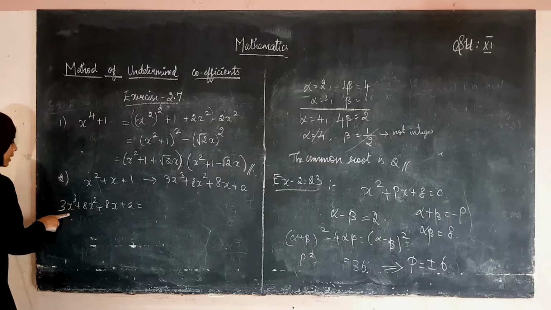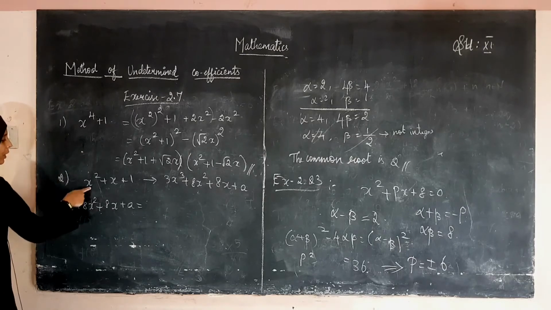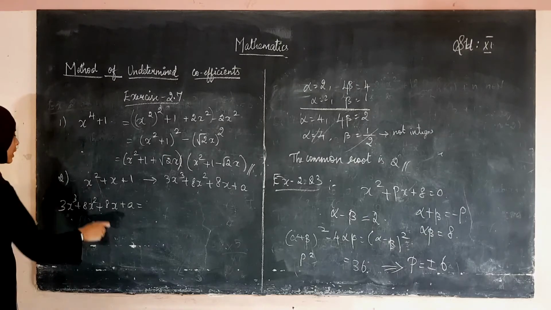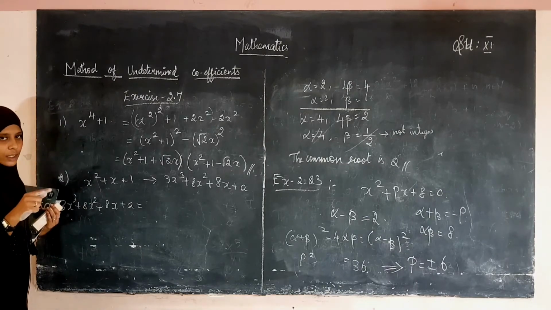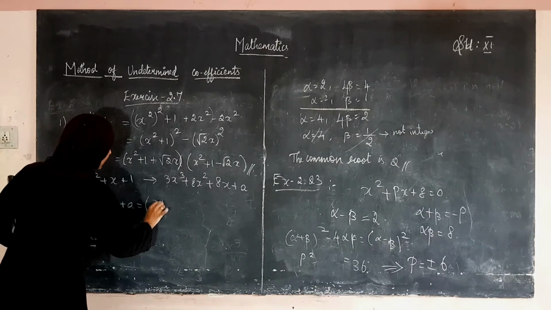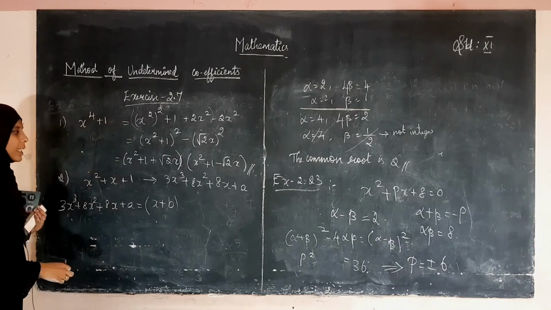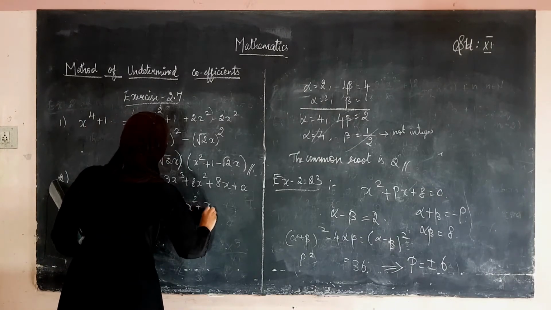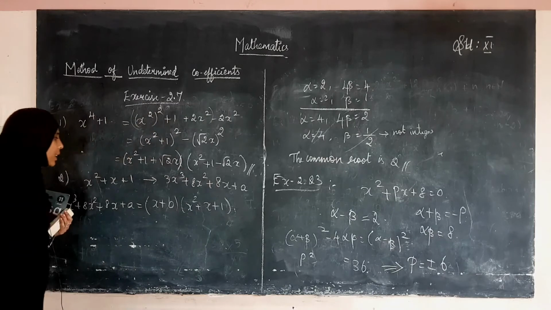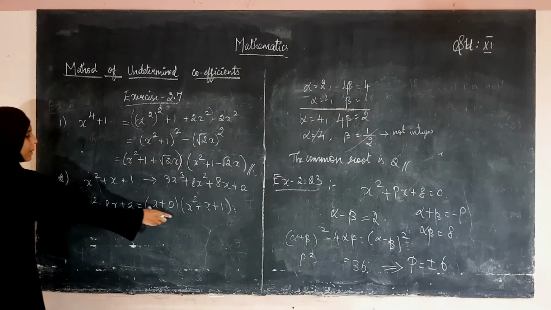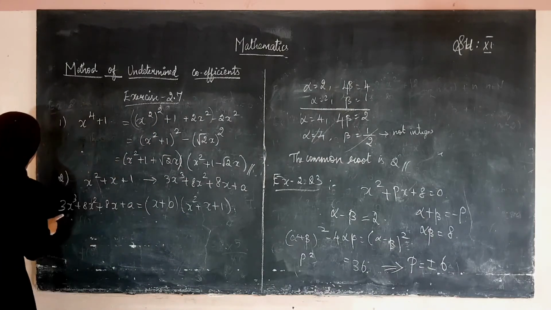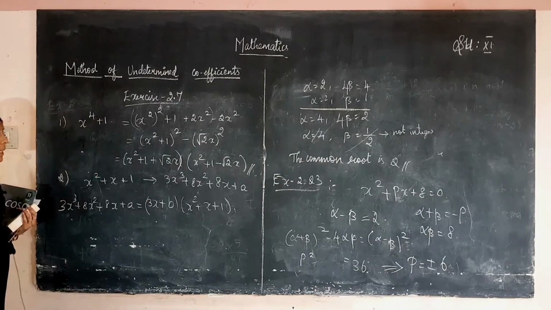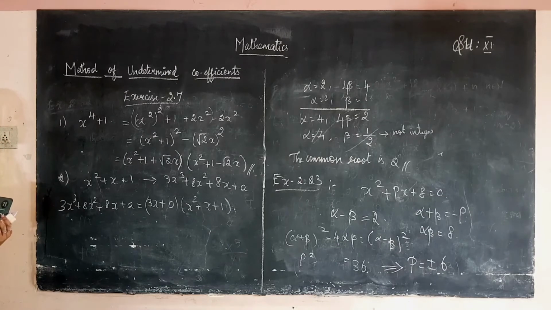See, the order here is x cube, that is 3. Here we have the order 2. Still one more thing should be multiplied, that is x. When x is multiplied with this, we get x cube. Therefore, let us take it as x plus b, and then this term is x squared plus x plus 1. Now see here, multiply both, we get x cube, and here we have 3 into x cube. Therefore, we are taking this as (3x plus b) into (x square plus x plus 1).